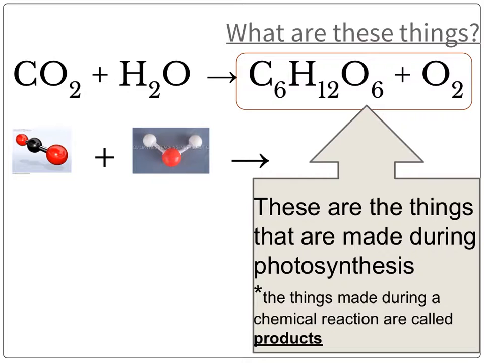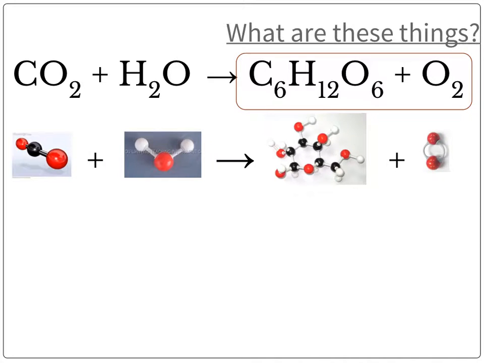Here is a visual model of the reactants in photosynthesis, and then what is created in photosynthesis is shown right here in their molecular formula. These are called the products, and these are the things that are made during photosynthesis. Here, again, is a visual representation of the molecular formula seen above. So there is glucose, C6H12O6, and there is oxygen.